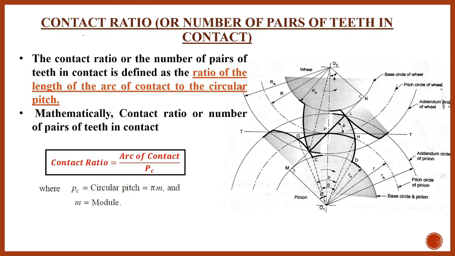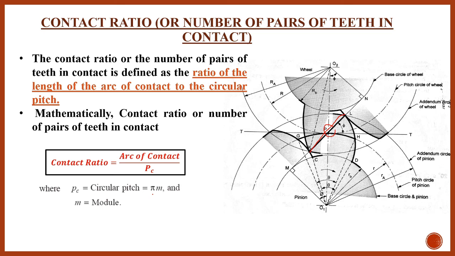Now we'll find out the contact ratio. The contact ratio means that when contact between two mating teeth gets started over here, and the gear pair moves from this position to this position, at some intermediate position another pair of teeth comes into contact. That means how many teeth come into contact while the contact moves from K to L is called the contact ratio. The contact ratio is the ratio of the length of arc of contact to the circular pitch. Mathematically, contact ratio or number of teeth is equal to arc of contact upon the circular pitch. That circular pitch P_C is equal to pi into m, where m is the module.